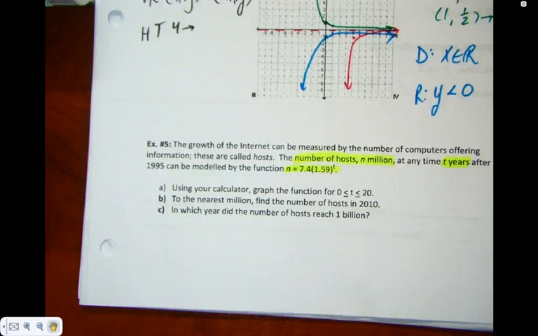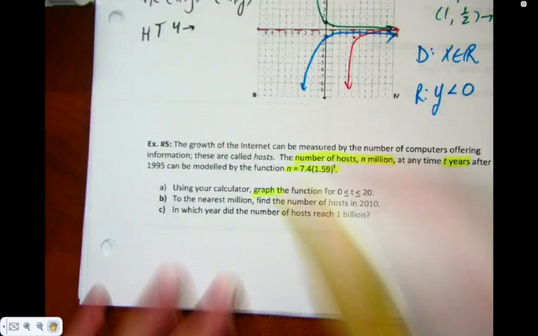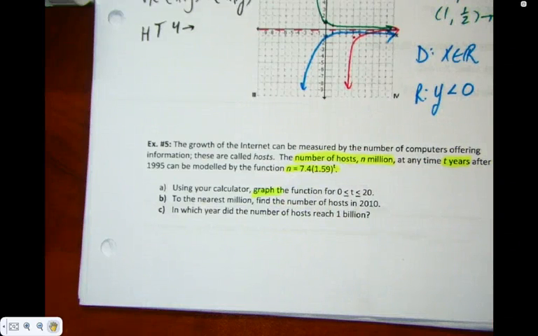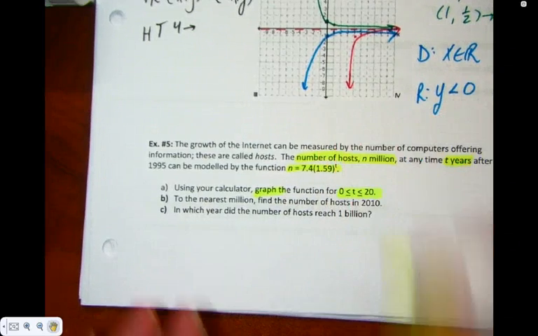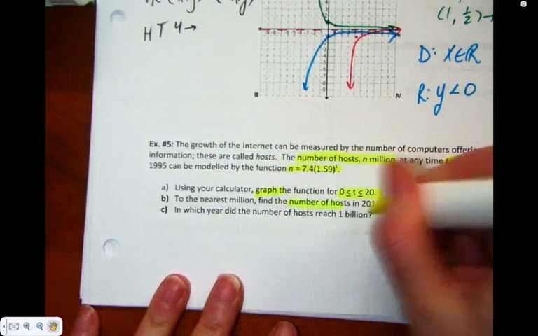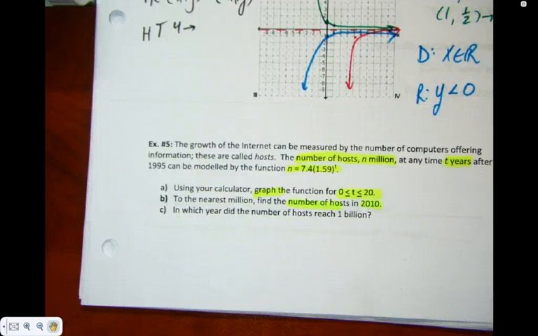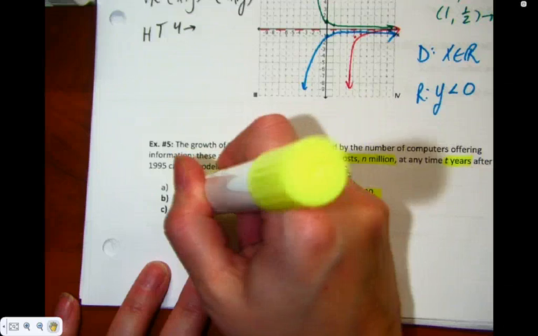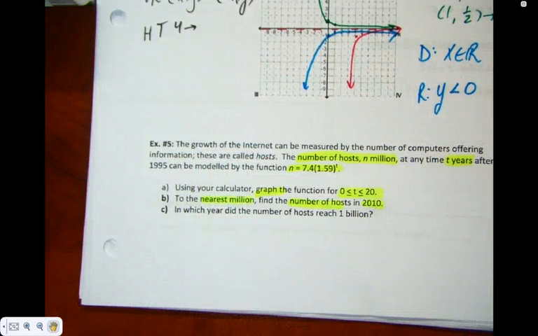What does it want in A? This is giving us a domain, so it's telling us the x-axis is going to go from 0 to 20. What does it want in B? And is there some rounding instructions there we might care about? In C?